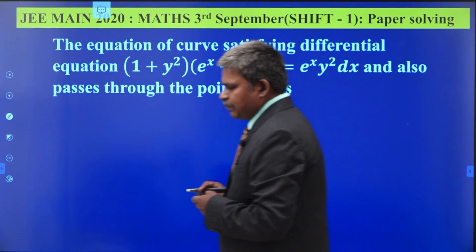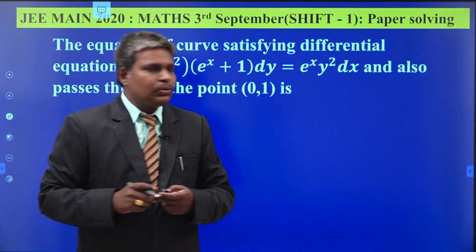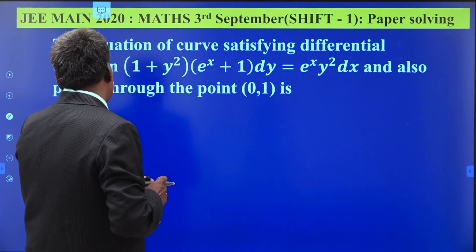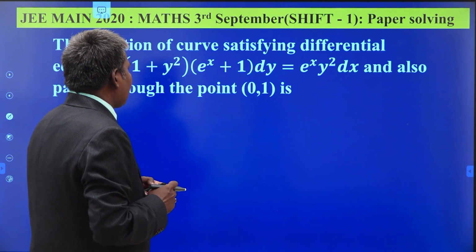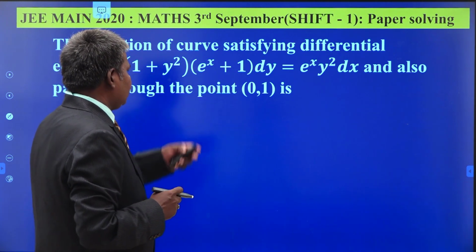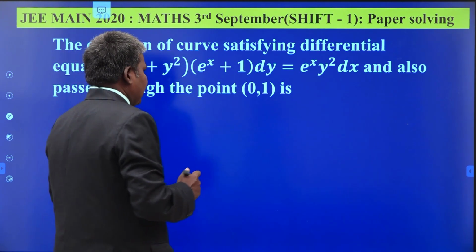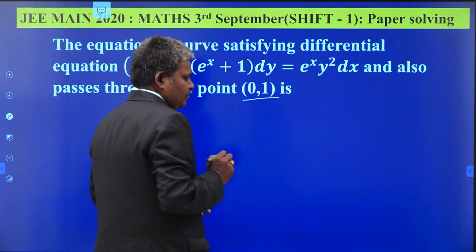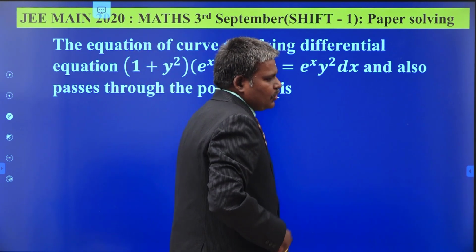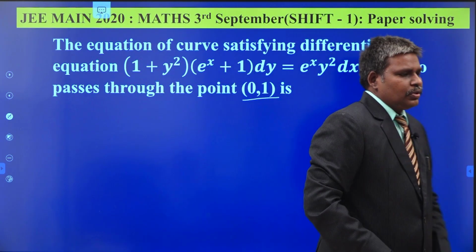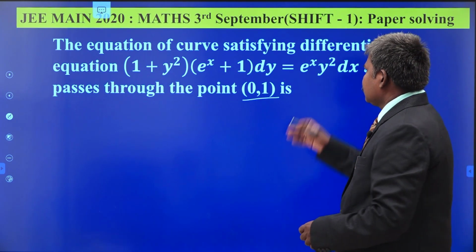See this one. This is the question related to what? Differential equations. The equation of the curve satisfying the differential equation and also passing through the point (0, 1). So there is no ambiguity here. Once you know how to solve this one, you can easily write it.